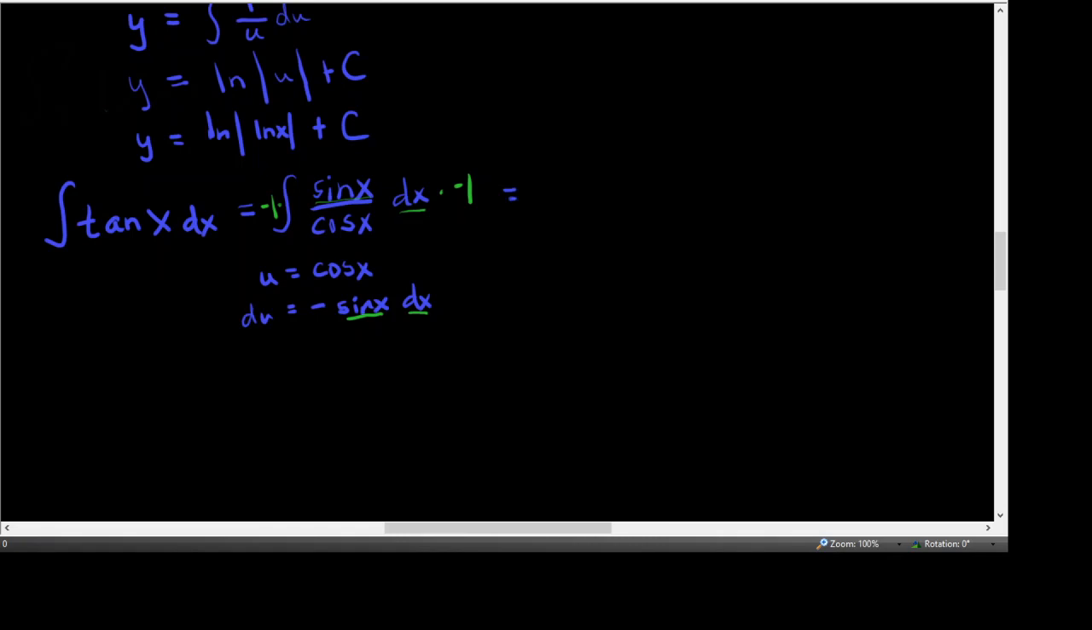And this will become the opposite of, and then the negative 1 times sine of x times dx is my du. So all of that becomes the du. And what I'm left with, other than the things I underlined, is 1 over cosine x, which is 1 over u. So this gives us the opposite of the natural logarithm of the absolute value of u plus c.